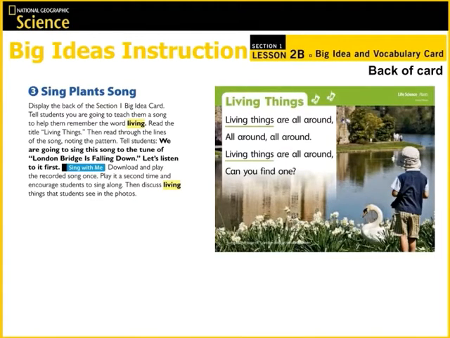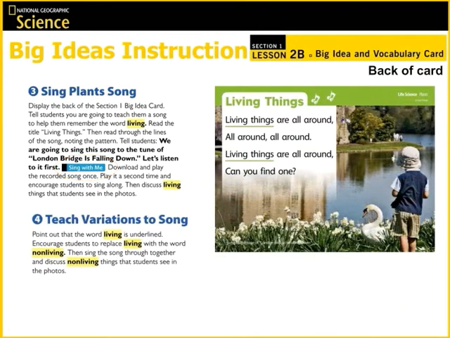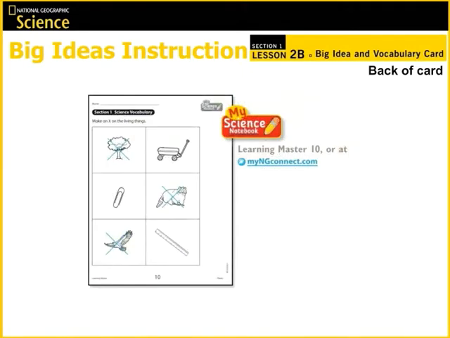On the back of the Big Ideas card, it's time to sing a song about the topic. This song is meant to help the students remember the vocabulary words they've just learned and their definitions. As you can see by the Sing With Me icon here, you can easily download and play a recording of the song. After students have heard and sung the song a few times, teach some variations of the song by replacing various words. This allows students the opportunity to use all of the vocabulary words they've just learned. National Geographic Science also provides learning masters for students to practice the new vocabulary, and these can be added to the science notebook.